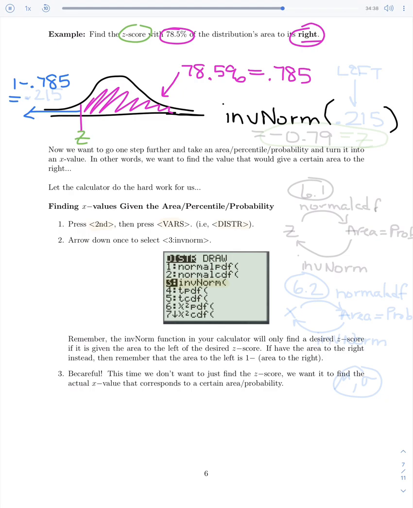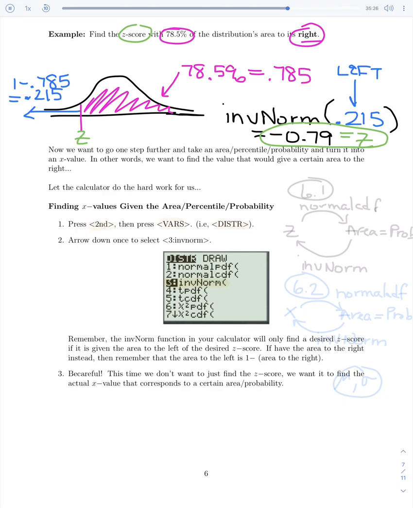So 1 minus 0.785 gives us 0.215 going to the left. So that's what I would input to my inverse norm, the 0.215, because it's an area to the left. And then I can have my calculator compute that z value using the inverse norm function. So let's go ahead and do that. What we get is a negative 0.79, and again that is a z value that gives an area to the right of 78.5% or 0.785, and the other 21.5% is on the left.